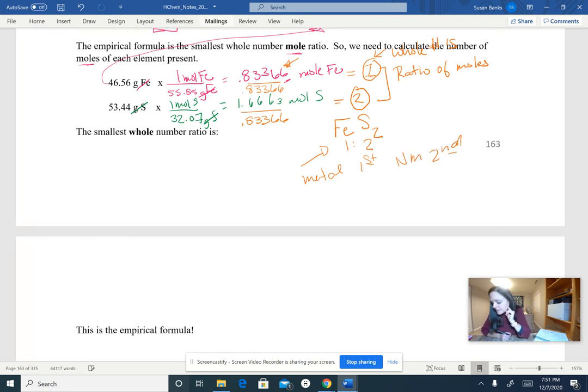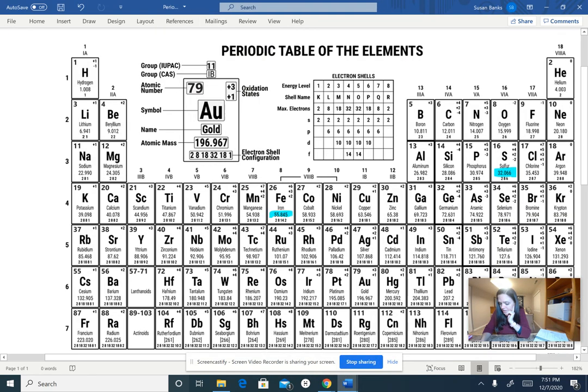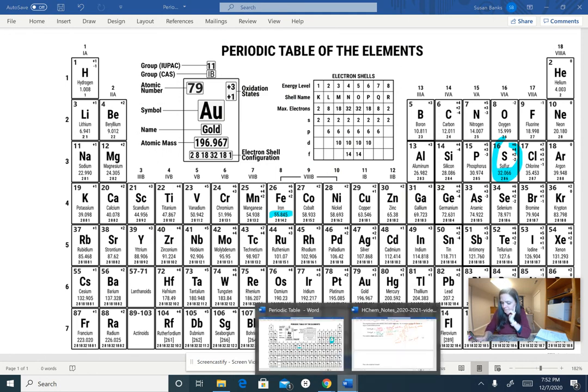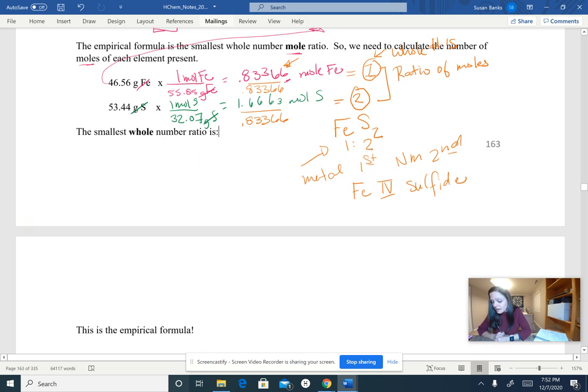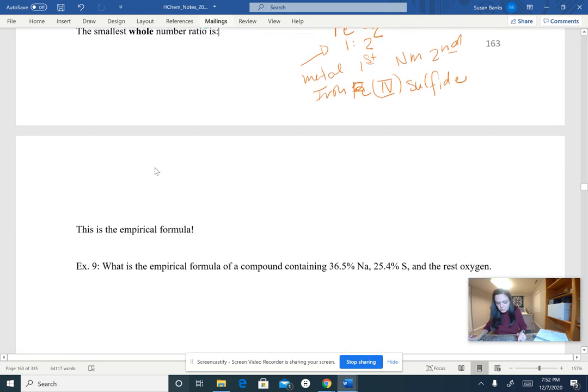You guys want to take some practice and figure out what the name would be? So iron's a transition metal, right? Sulfur, on the other hand, is a -2. So if I have 2 sulfurs on that, wouldn't that be iron(4) sulfide? Because 2 -2s would give me a -4, so that would mean the iron would have to be a +4. So I should write the formula iron(4) sulfide. Okay, that's the empirical formula.